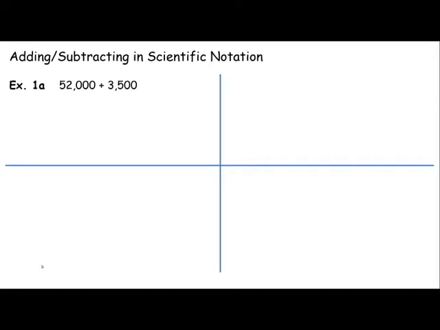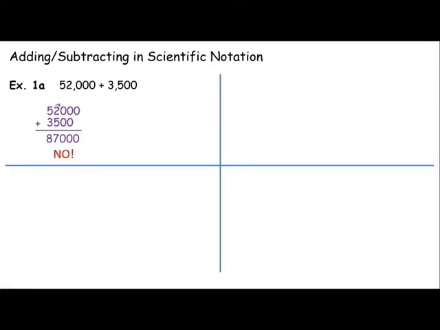So let's take a look at adding and subtracting in scientific notation. I'm going to start you off with 52,000 plus 3,500, and we're going to try to add these in standard form. So I write them both down, 52,000 plus 3,500, and I get 87,000, right? Well, hopefully you realize that makes no sense. That's complete nonsense. We don't add that way because when we do addition, it's very important for us to have our place values lined up.